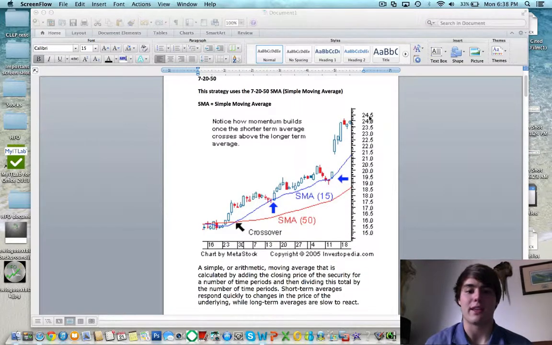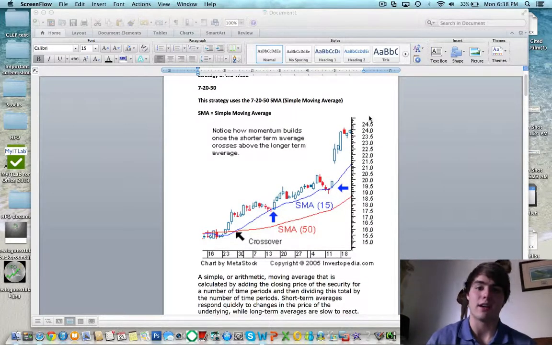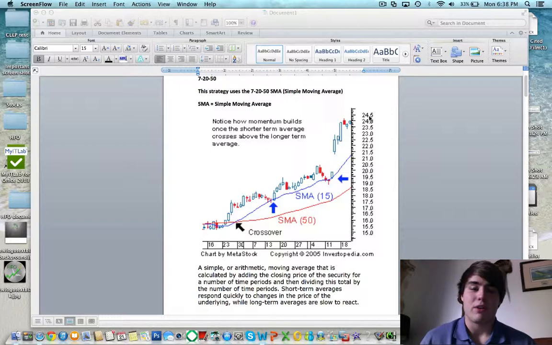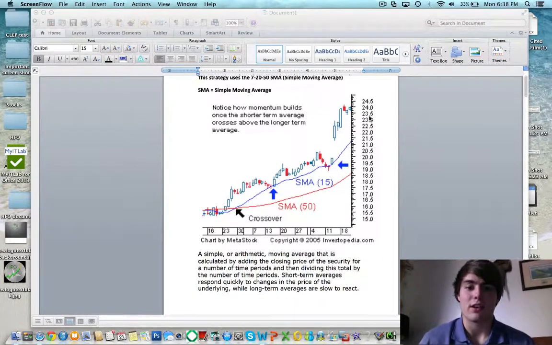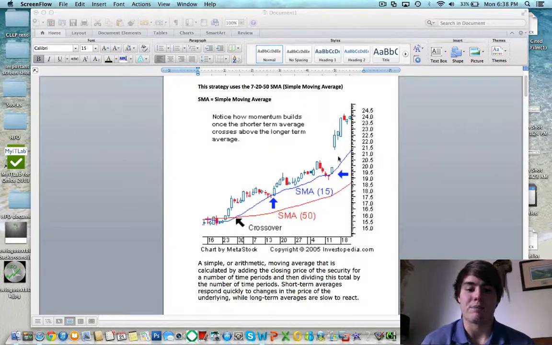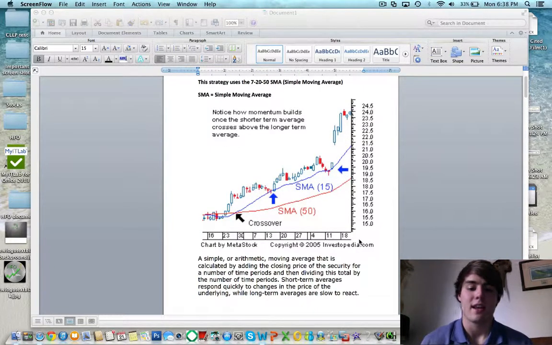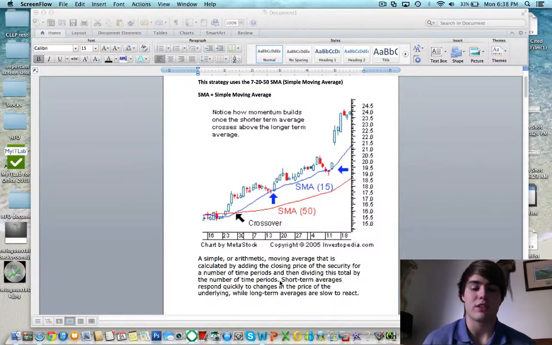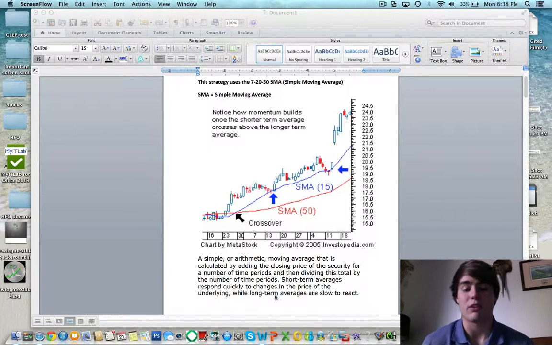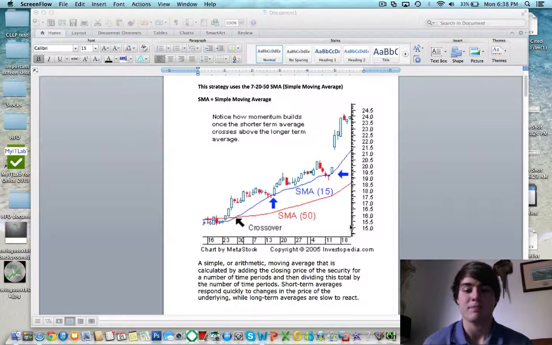We're going to start out with the simple moving average. It's okay if you're not familiar with a lot of these. That's why I've added a lot of the definitions. Just thought I'd go over them real quick. It is a simple arithmetic moving average that is calculated by adding the closing price of the security for a number of time periods and then dividing this total by the number of time periods. Short-term averages respond quickly to changes in the price of the underlying, while long-term averages are slow to react.